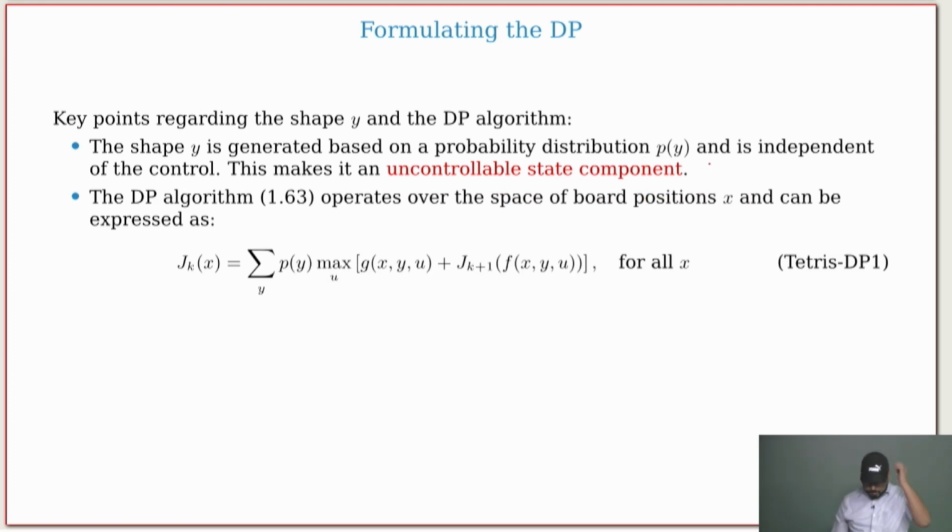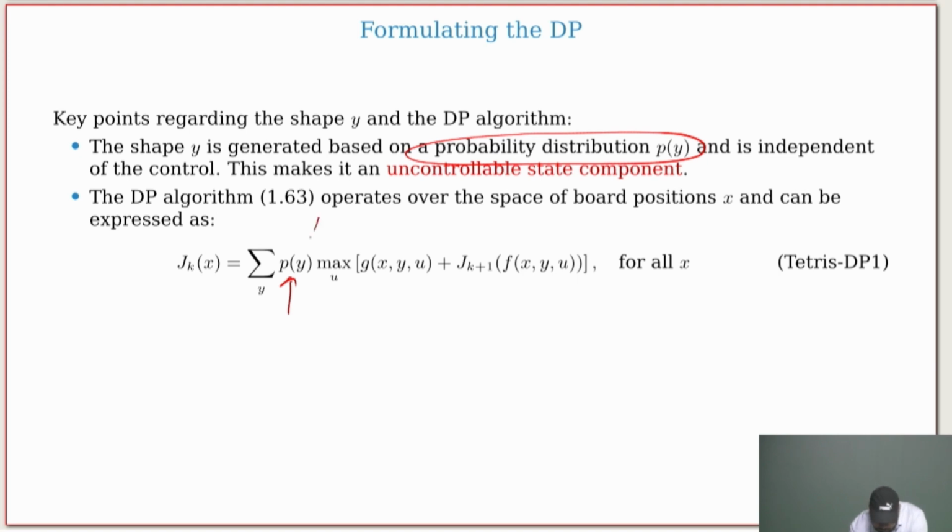So for Tetris, the DP algorithm can be written like this. So this is an expectation over y, because y follows the probability distribution py.